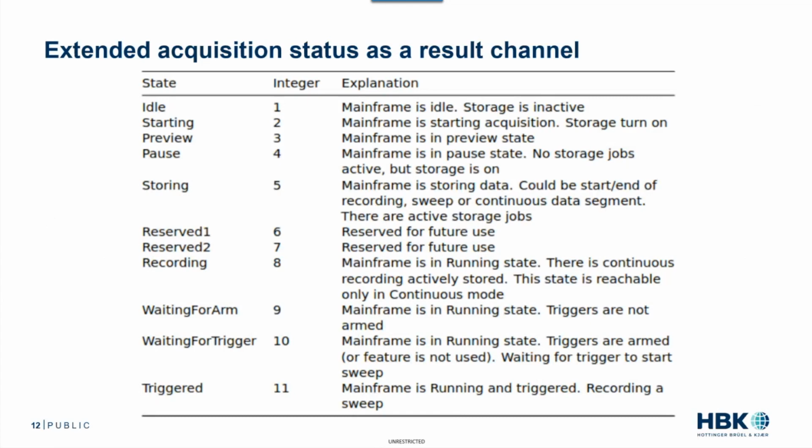We've also extended the acquisition status information that is shared from the mainframe to the automation system. This is going to give the automation system a lot more detailed information, rather than just I'm in pause mode, or I'm idle, or I'm recording. It can really see I'm recording and waiting for a trigger, or I'm recording in continuous mode, much more detailed information to improve that communication between the two systems.